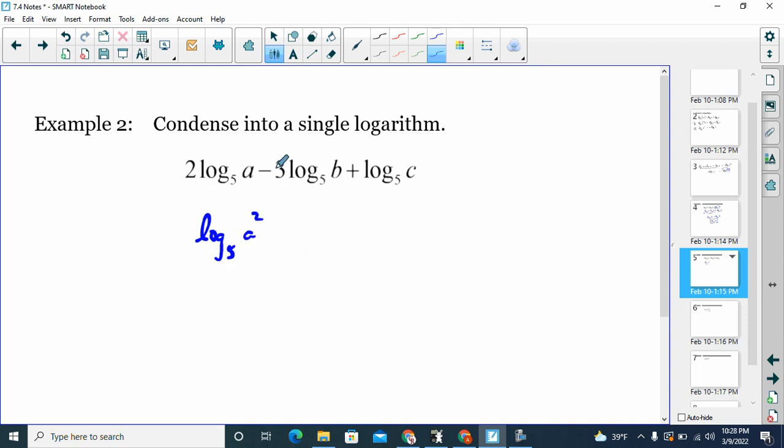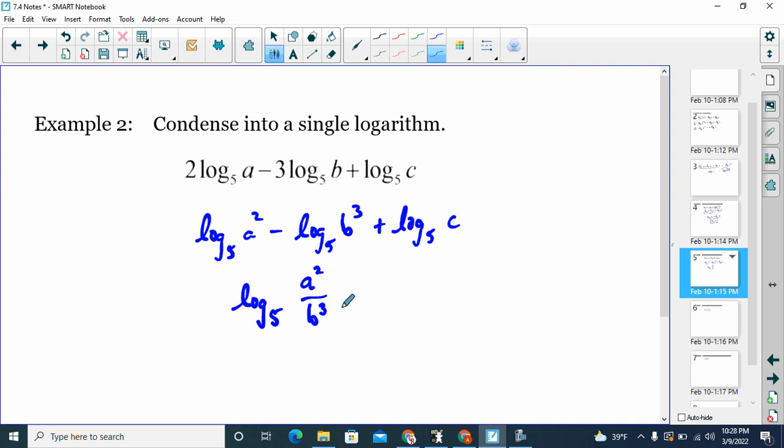I think it's easiest if we leave this as minus log base 5 of b to the positive third. Technically, you could put plus and move the negative with the 3, but I'm going to leave the minus out front. Plus log base 5 of c. When we subtract, we want to divide the arguments of the logarithms. So I have a squared over b cubed.